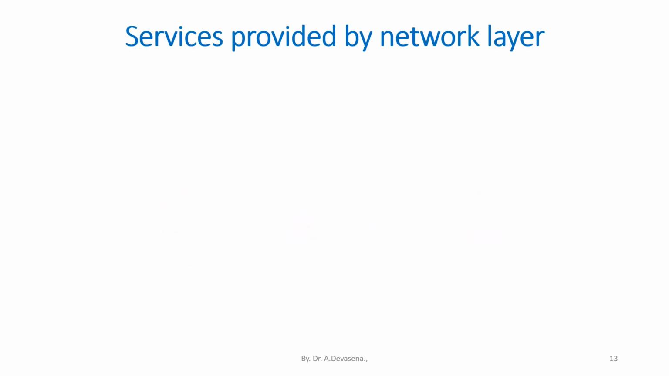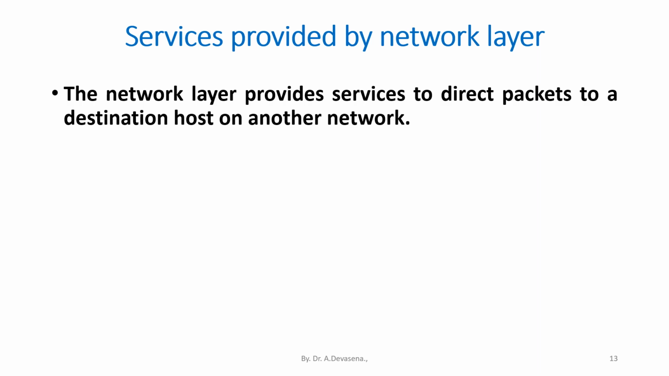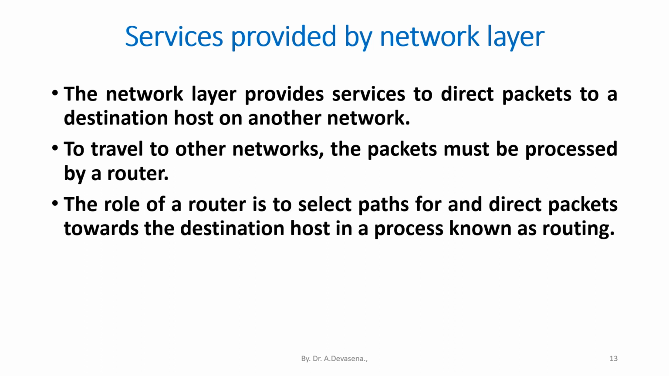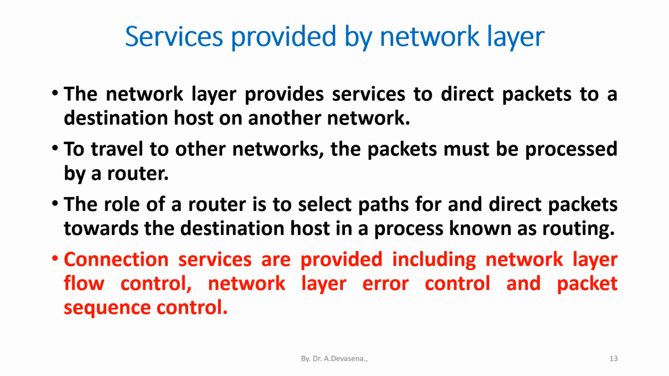Network layer. The network layer provides services to direct packets to a destination host on another network. To travel to other networks, the packets must be processed by a router. The role of a router is to select paths for and direct packets towards the destination host in a process known as routing. Connection services are provided including network layer flow control, network layer error control and packet sequence control.